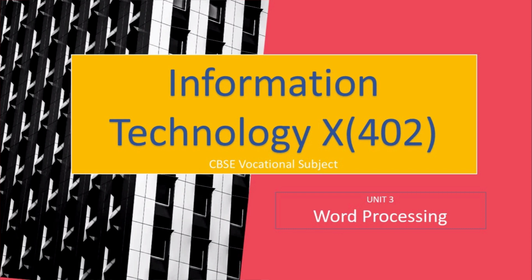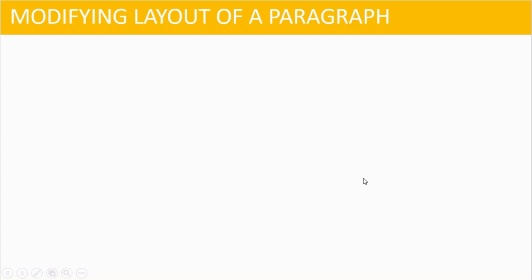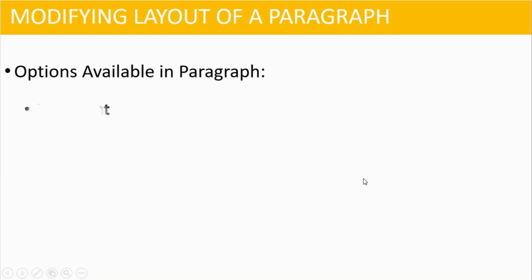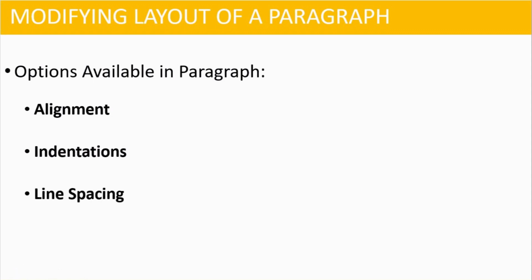We are studying the chapter word processing, and in the previous part of this video we have already seen how to modify the layout of a paragraph. The layout of a paragraph can be modified by using four options. The first one is alignment, second is by setting the indents, third is by setting the line spacing between the lines of a paragraph. Today we are going to discuss the option tabs.